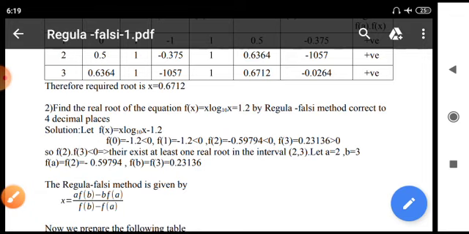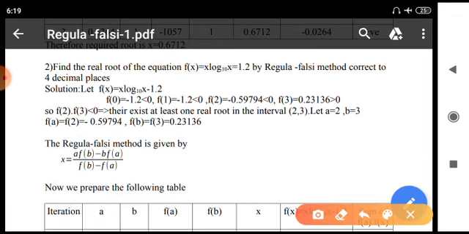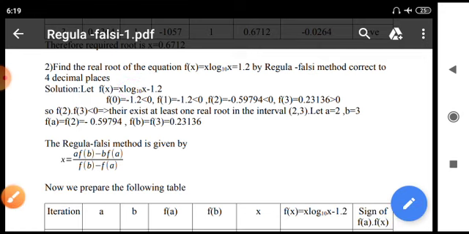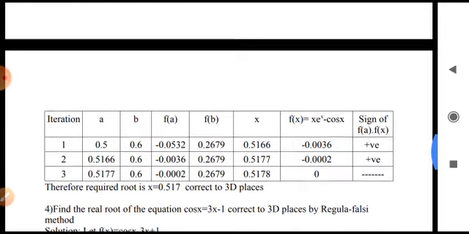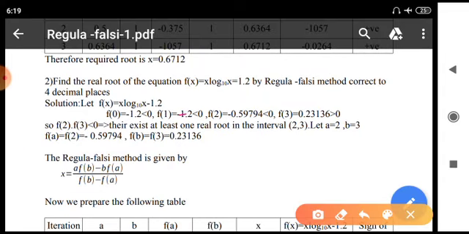Now we have to find the interval. So we start with f of 0. We get f of 0 as minus 1.2, which is less than 0. For f of 1, again we get minus 1.2, because log 1 value is 0.